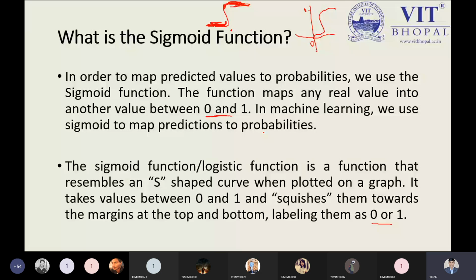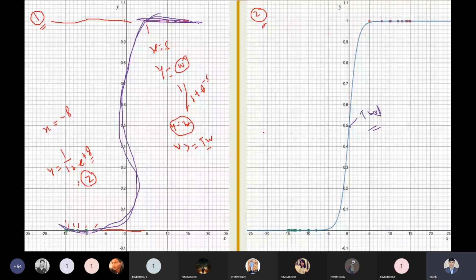Here we have an example by which you can see. First, let me explain this example, then I will tell you the equation of the sigmoid function. Now, this example is visible to all. Here we have two graphs, one graph and a second graph, separated by a line. Just tell me, is it visible? Yes, sir. So in this graph, first look at the second graph.